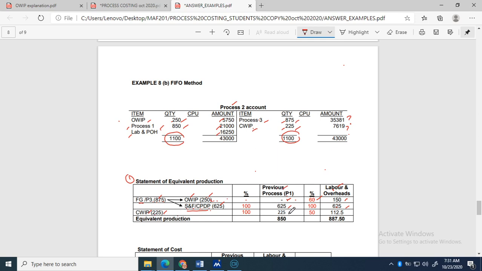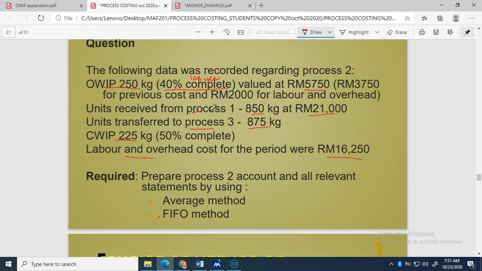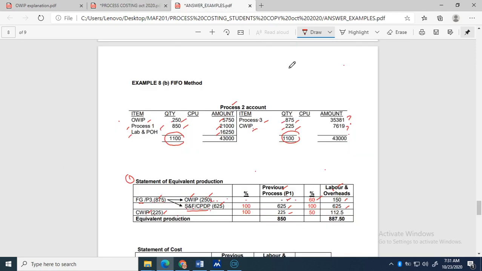CWIP previous process also should be 100%. How about the labor and overhead? Labor and overhead CWIP is 50% complete. CWIP is the product that does not complete in the current period, so we should take this percentage of completion. If the percentage completion is 40%, we should take 40%. If 60%, we should take 60%, not the balance. Only OWIP, we take the balance. So that's why 50% for the current period times 225, you get 112.5.